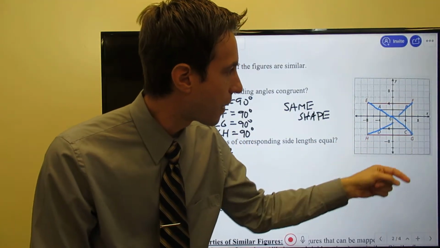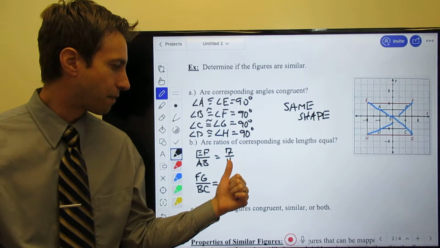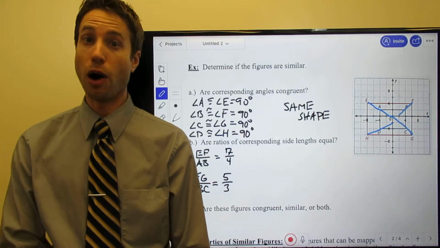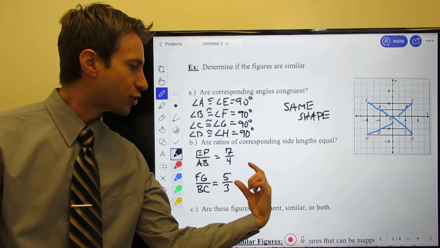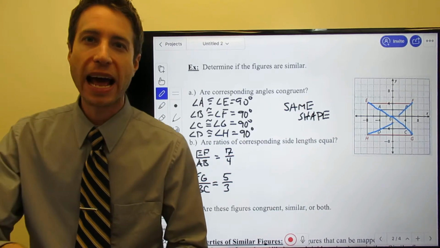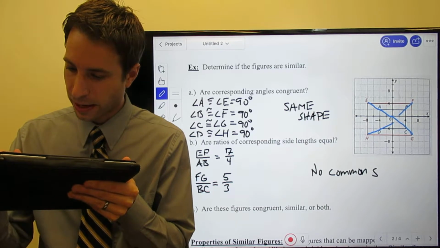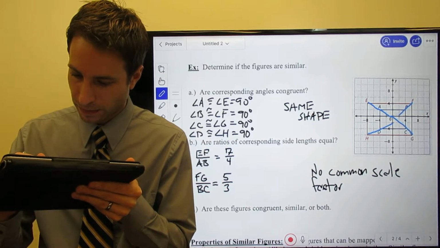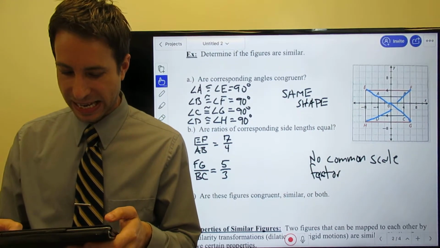Again, all you have to do is count. 1, 2, 3, 4, 5. That's FG. BC is 1, 2, and 3. 7/4 and 5/3. Are those equal? No, they're not. And at this point, you can stop. As soon as you set up those ratios and they're not the same, you do not have a common scale factor. Because I have no common scale factor, it cannot possibly be a dilation.